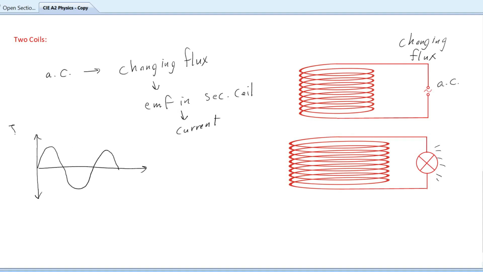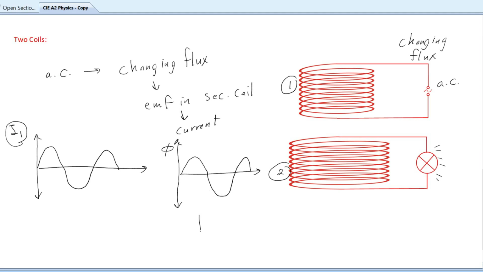So this is the current in the first coil. So we'll call this coil 1, we'll call this coil 2. So this is a current in coil 1. You'll find that the created flux here follows the same pattern. As the magnitude of the current increases, the flux around coil 1 increases. As it decreases, the flux decreases, and so on. So it creates the same type of flux, same pattern as the current. What will be the induced EMF like in this coil?